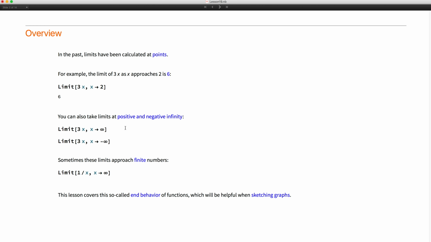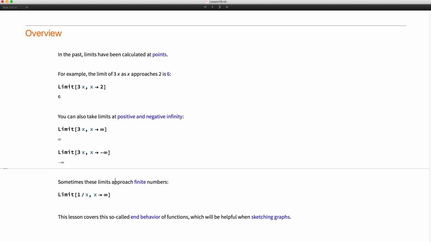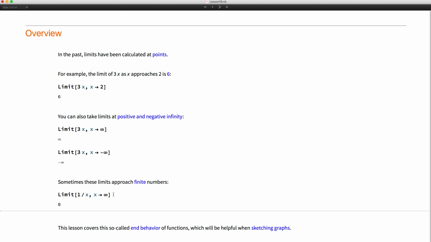Now the nice thing is that although you might have infinite limits, the actual answer might be finite. In this case, you have the limit of 1 over x as x approaches infinity going to 0. So there are various kinds of interesting behaviors taking place at infinity, and these are the so-called end behaviors of functions, and that's the theme for this lesson, which will be used to sketch graphs eventually.